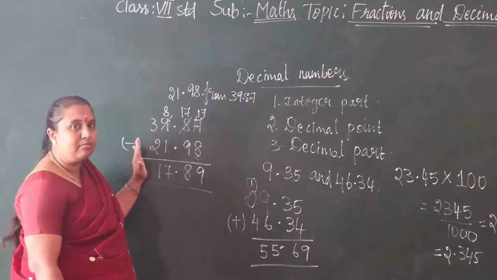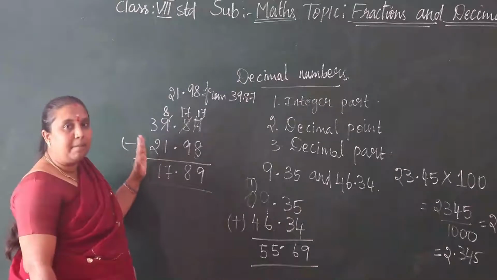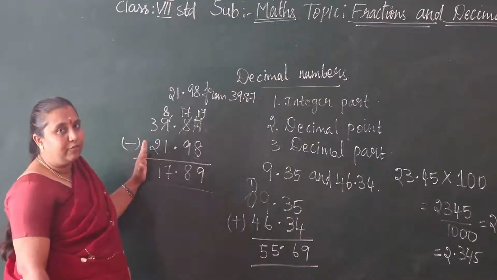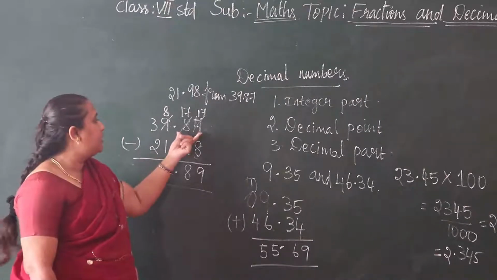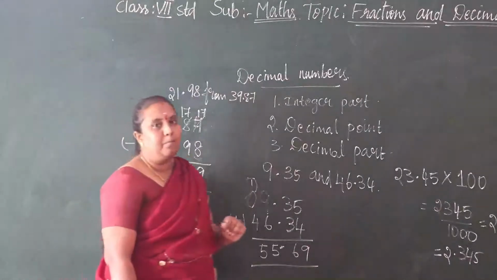So as with the subtraction of whole numbers, here in decimal numbers you have the same subtraction method, but you have to write the numbers carefully. The integer part is written under the integer part and the decimal part under the decimal part.